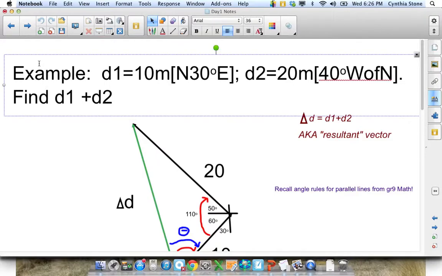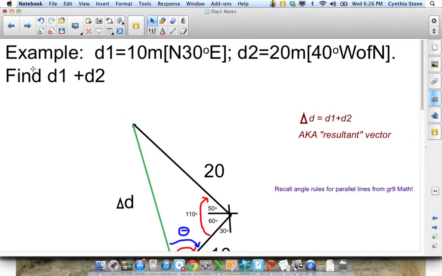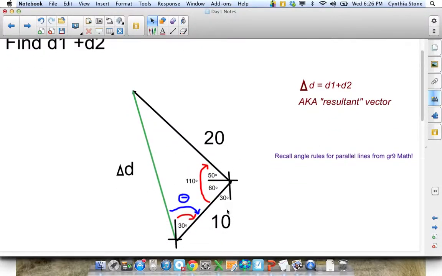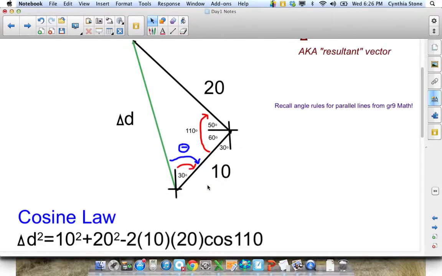And here it is. This is the example we did the x and y components with. So we're going to do the exact same problem. We're going to add these 2 vectors, looking for what we call the resultant vector. And we saw this drawing before because we drew it in the first place. So you start by drawing the first vector, d1, which is 10 meters north, 30 degrees east. So I'm drawing 10 meters when I have 30 degrees between my vector and the north axis. Okay, that's the first vector.